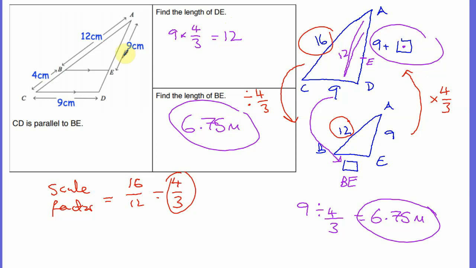However, we're not asked for that, we're just asked for the small section of DE, so that's going to be 12 subtract 9, which gives me 3 meters. So here, just that little section, 12 would have been this whole thing.